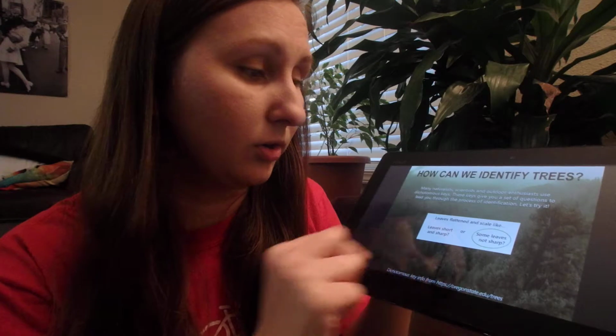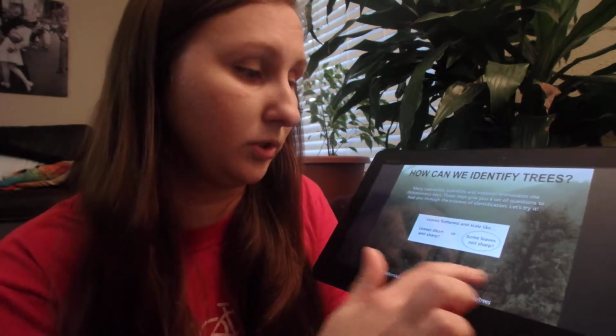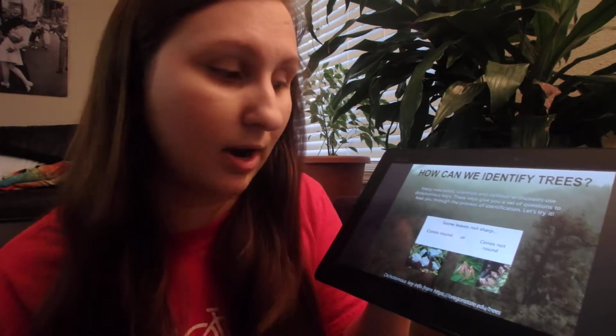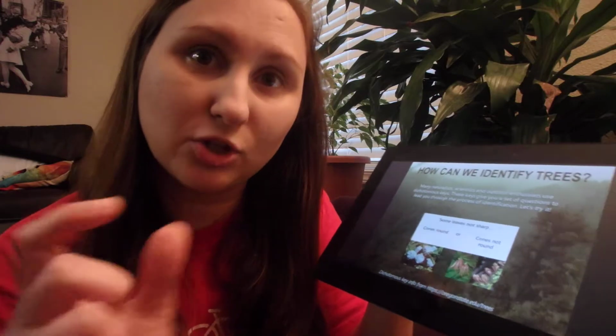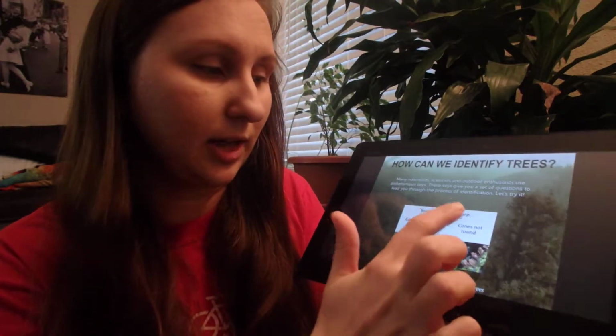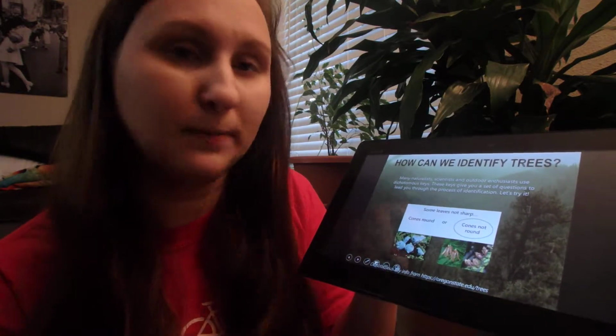So they were not sharp. So now that's circled. So some leaves are not sharp. So are the cones round, or are they not round? And if we remember from the picture, they were kind of oval shaped and had an opening at the end. So we'll select that the cones are not round.